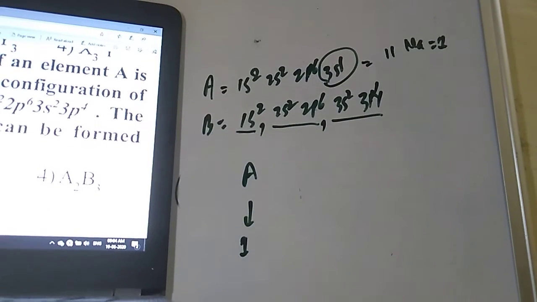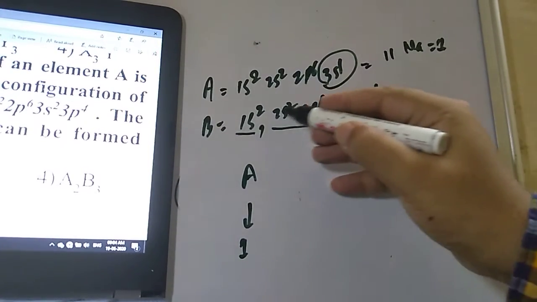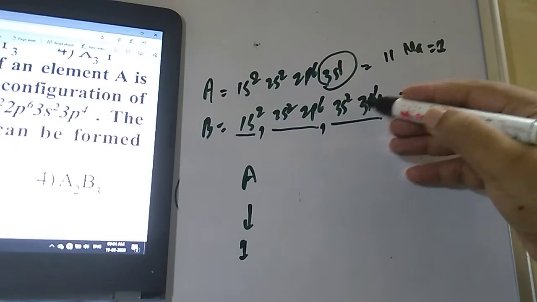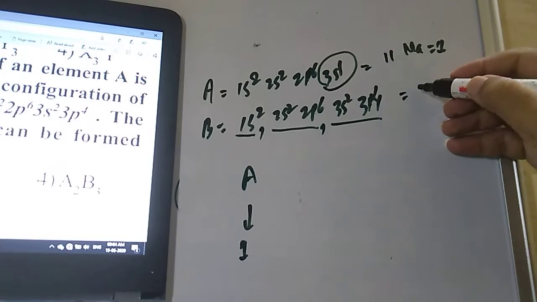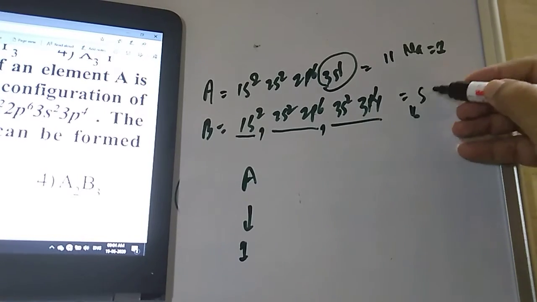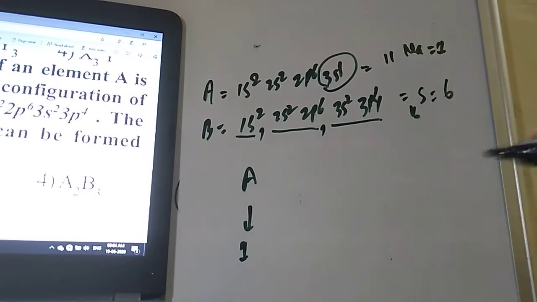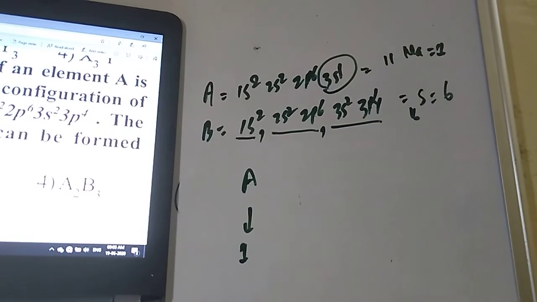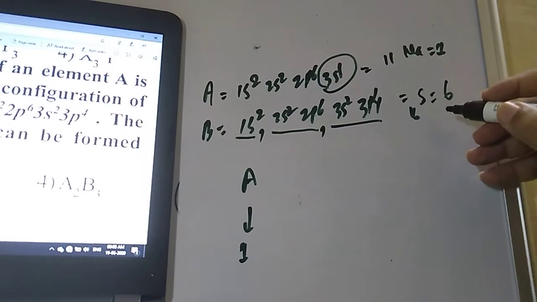So student, you see this atom, what is it? Counting 2, 4, 6, 8, 10, 12, 14, 16. 16 means what, student? Sulfur. This is sulfur. So here the valence electrons are 6.